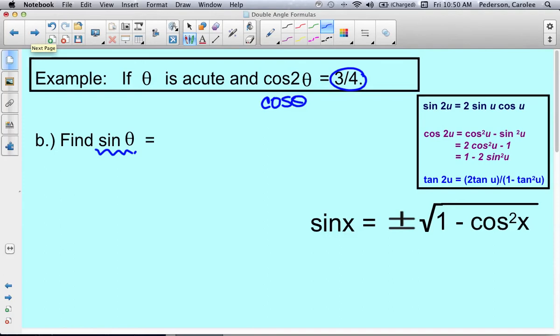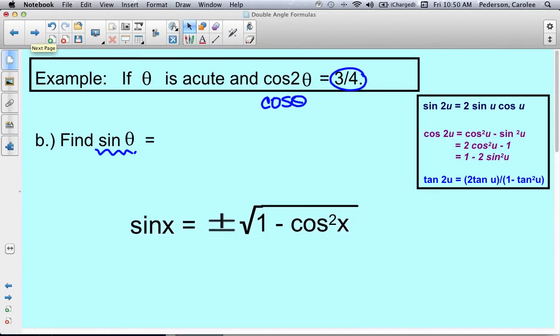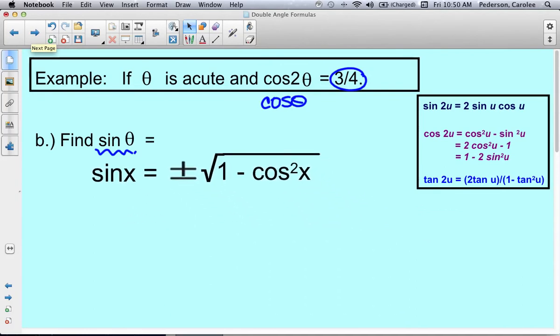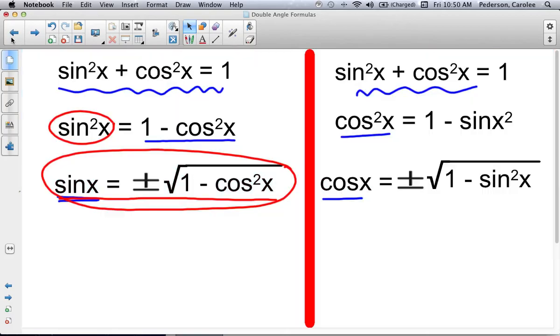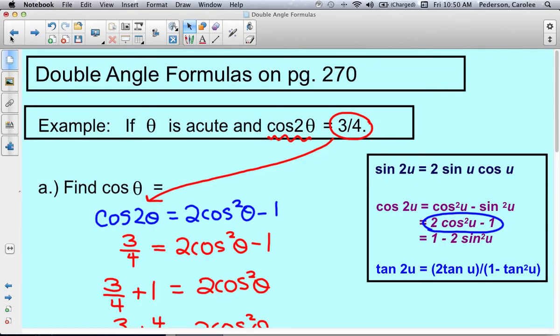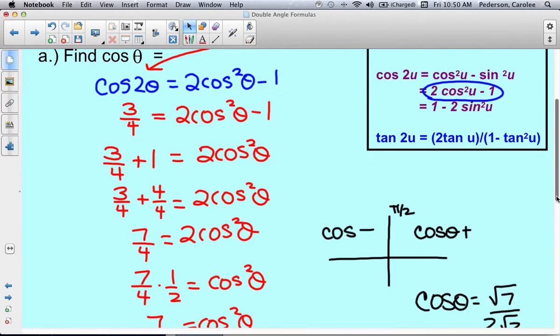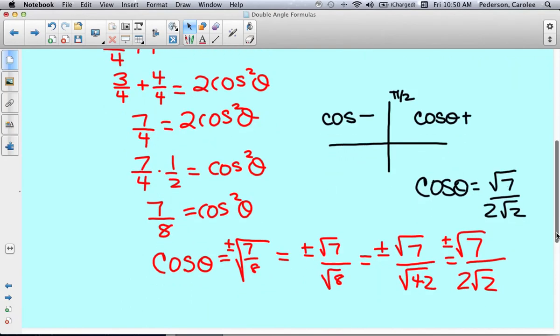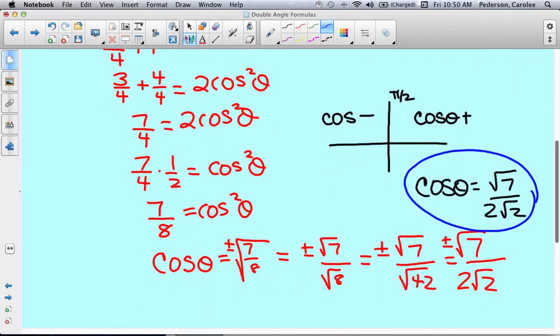And we have this formula right here. The sine of x equals plus or minus the square root of 1 minus cosine squared of x. So I'm just going to go back a couple slides here. This is the problem that we just worked on in this video. The cosine of theta is right here. The square root of 7 over 2 square roots of 2.